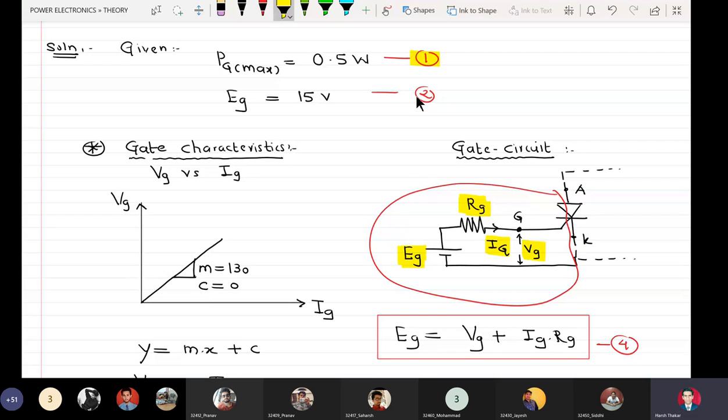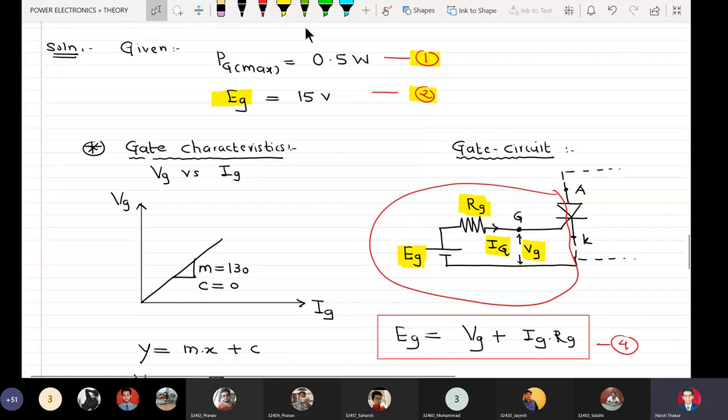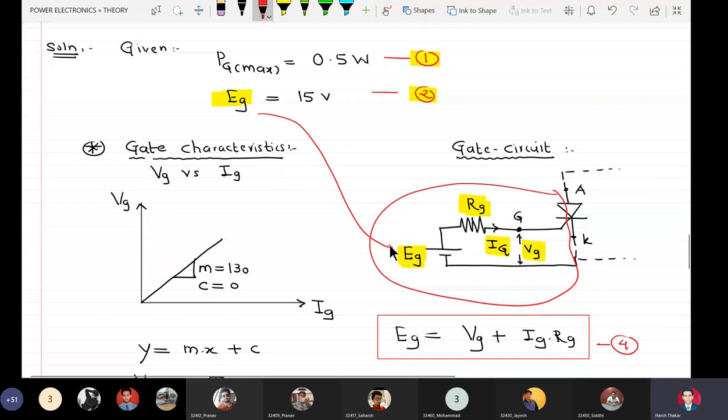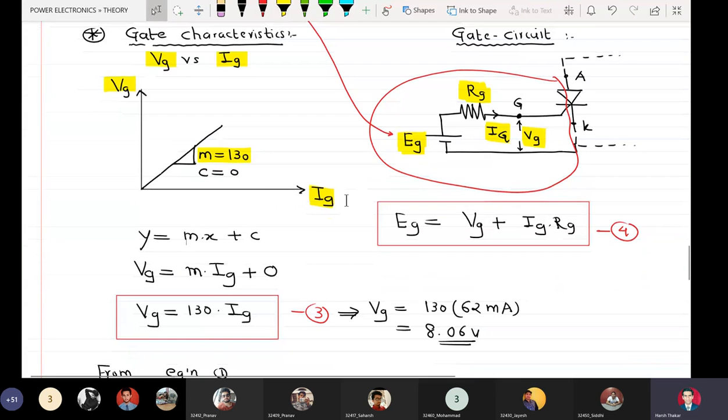Equation number 1, the gate power dissipation equal to 0.5 watt. The trigger voltage, that is the gate voltage Eg, equal to 15 volts. So understand that this particular term Eg actually appears here. And in gate characteristics it is Vg versus Ig, Vg on the y-axis, Ig on the x-axis, and what is given is that the slope is 130 and it is passing through the origin. So as per the equation y is equal to mx plus c, with c as 0, we get Vg equal to 130 times Ig because the slope is 130.